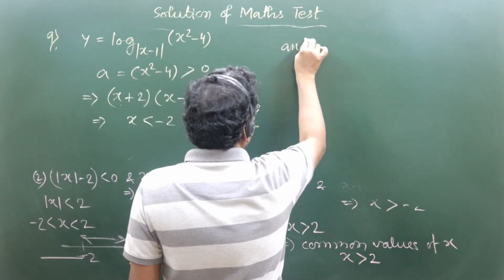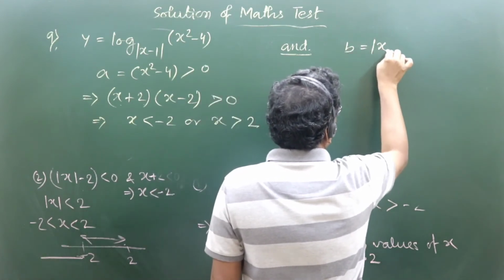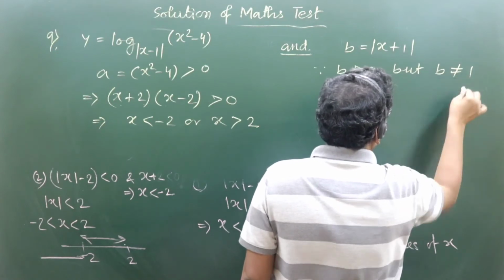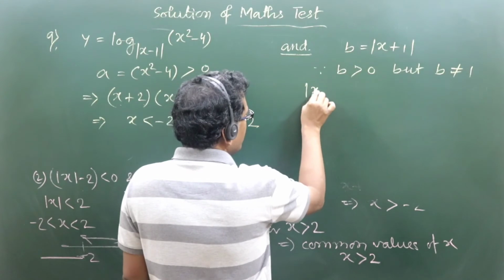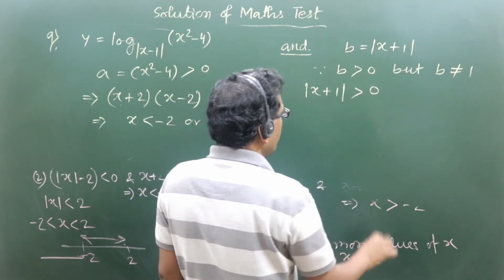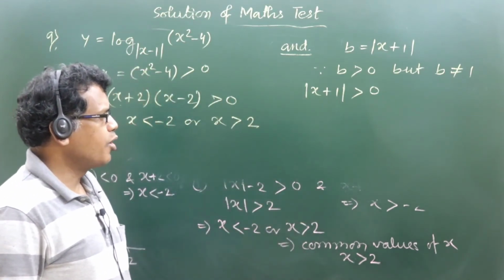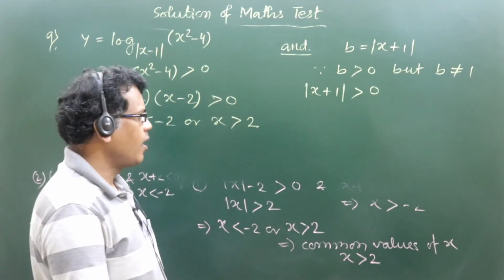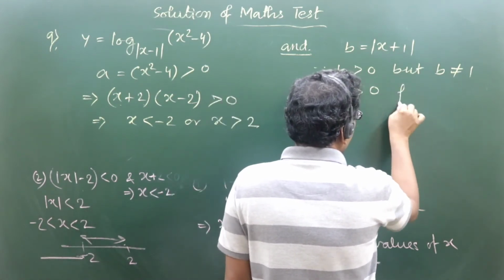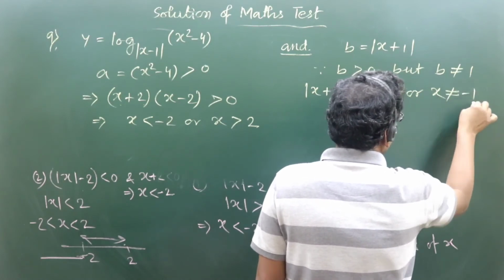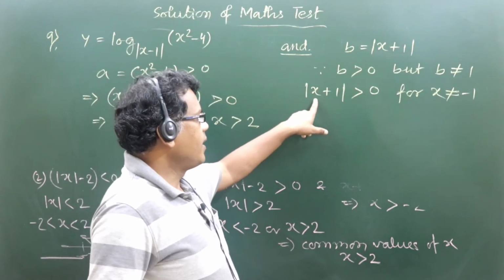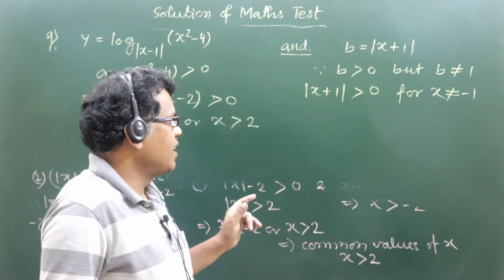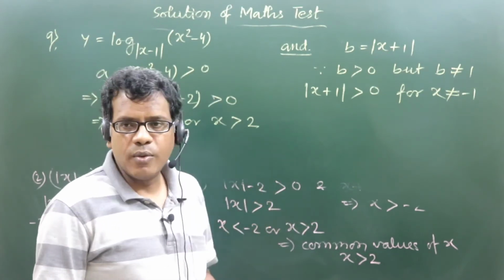And relating to the base, b is here mod of x plus 1, and since b needs to be positive but b can't be 1, here mod of x plus 1 is always positive, except when x plus 1 becomes 0. Whether x plus 1 is a positive or negative quantity, its modulus value is definitely greater than 0. So this will be satisfied for x not equal to minus 1. If we do not consider x equal to minus 1, then for any other value of x it will be a non-zero quantity, so mod of x plus 1 will always be positive.